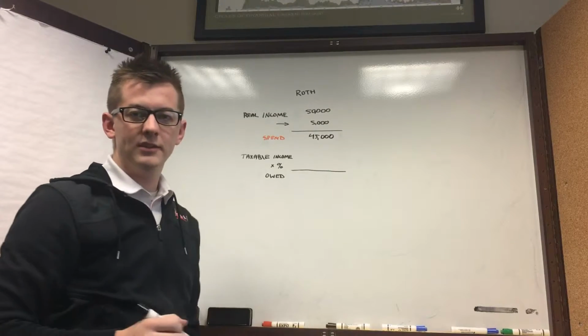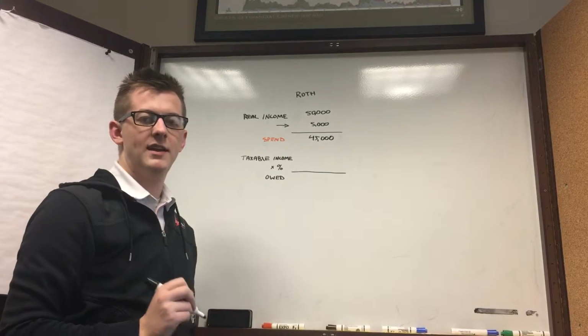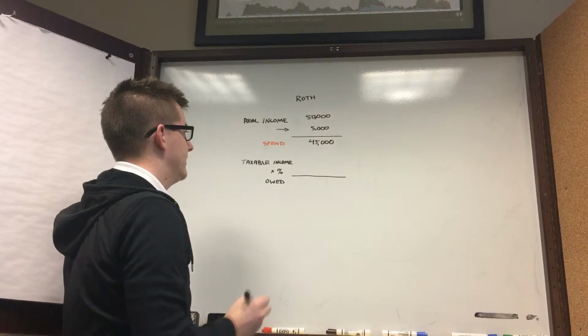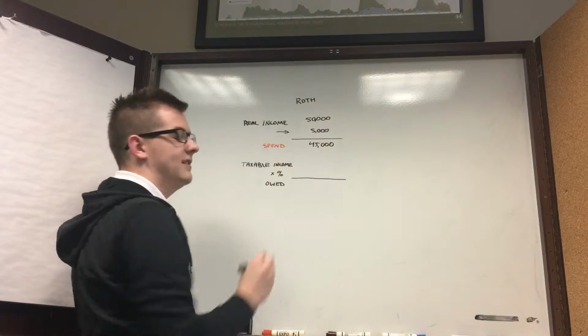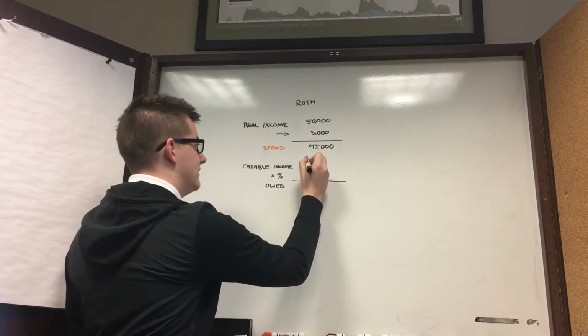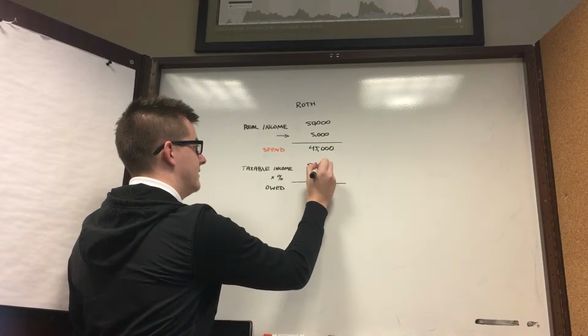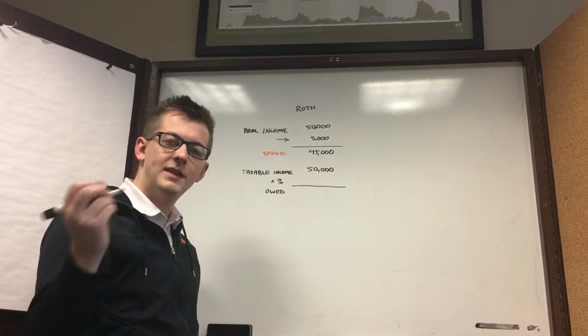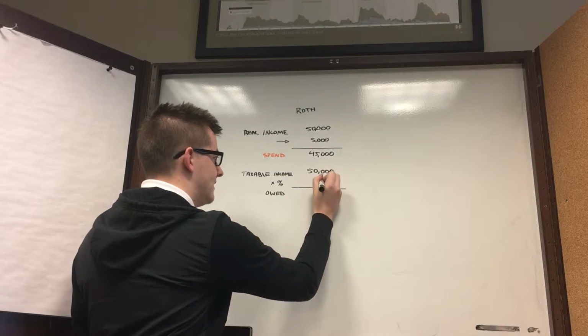What is your taxable income if you made a Roth election for your savings? Your taxable income is going to be the full $50,000. You don't get a deduction for your saving. And in this case, we're just going to use a made-up tax rate of 10% to keep things simple.